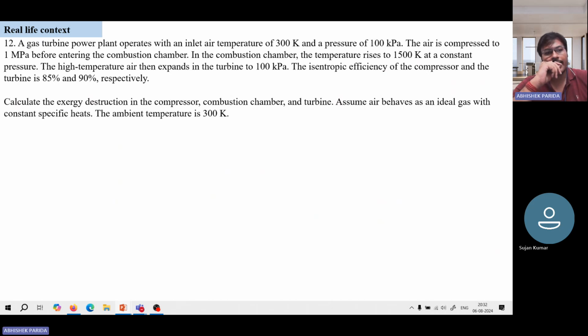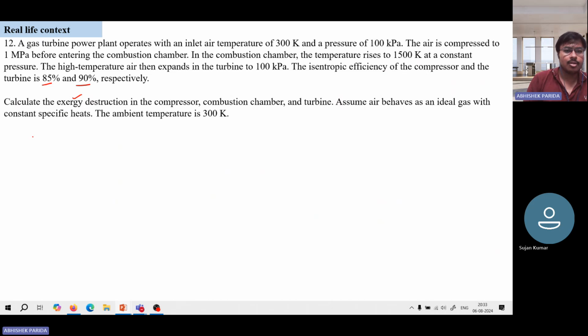So let's solve this. A gas turbine power plant operates with an inlet air temperature of 300 Kelvin and a pressure of 100 kilopascal. The air is compressed to 1 megapascal before entering the combustion chamber. In the combustion chamber, the temperature rises to 1500 Kelvin at constant pressure. The high temperature air then expands in a turbine to 100 kilopascal. The isentropic efficiency of the compressor and the turbine is 85% and 90% respectively. Calculate the exergy destruction in the compressor, combustion chamber, and turbine. Assume air behaves as an ideal gas with constant specific heat and the ambient temperature is 300 Kelvin.